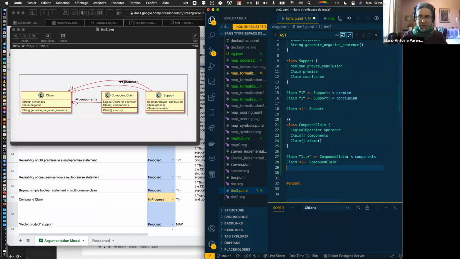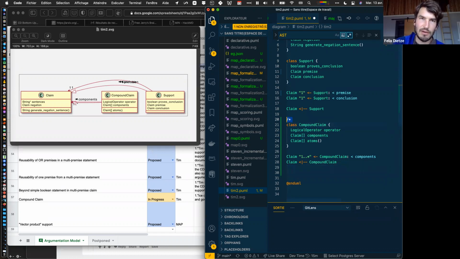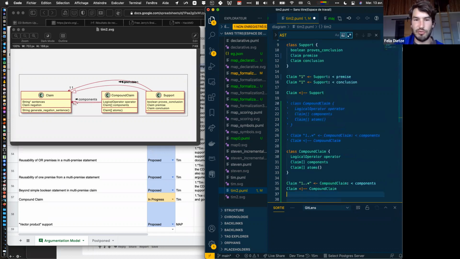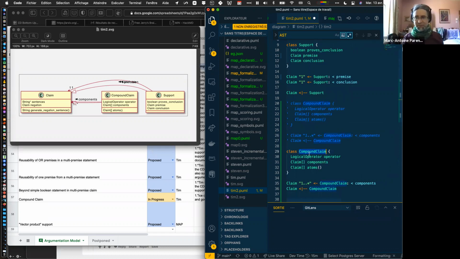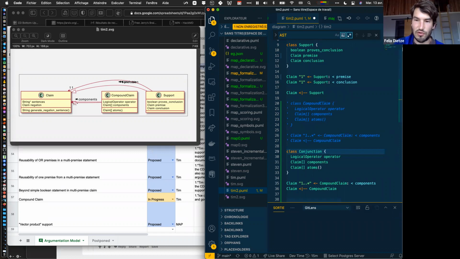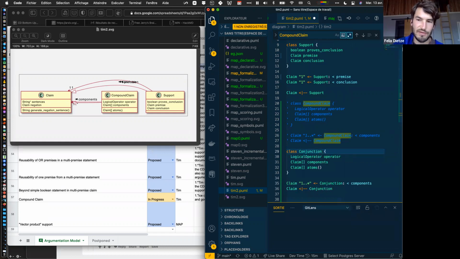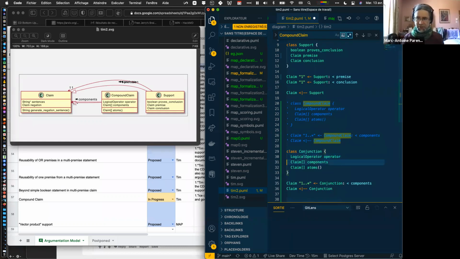Because I'm saying we already have an implicit logical operator in the model. If something has multiple premises, for example, then we said it's OR. One second. Conjunction, no logical operator.